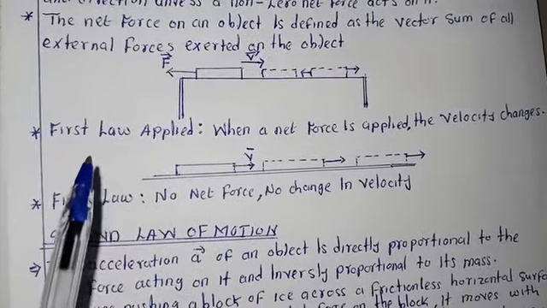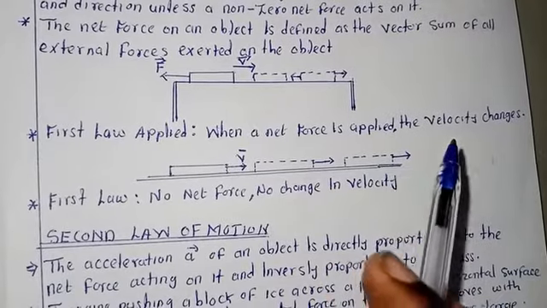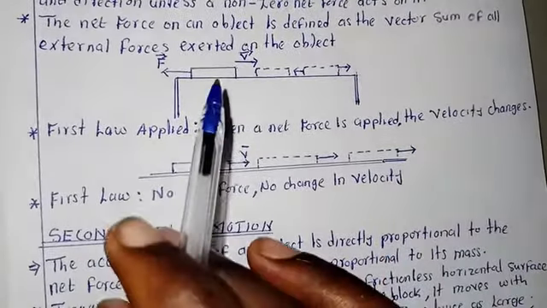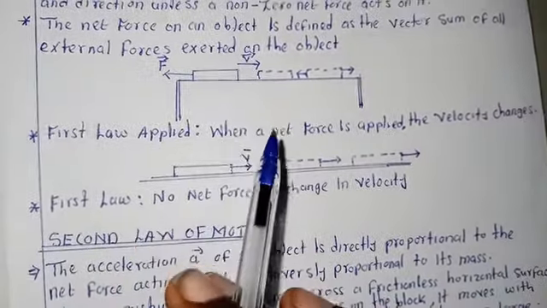So here they're saying first law applied. When a net force is applied, the velocity changes. In other words, when you apply a force on this book, you expect a change in velocity. Why?